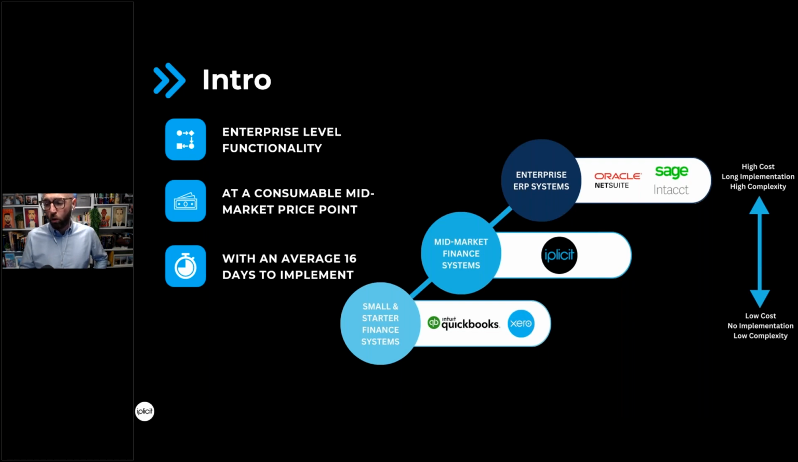Now, it's important to look to the far right-hand side of the graphic and see the high and long implementation costs versus the low costs of something that's an off-the-shelf solution, and where we sit in the middle of that. But we do have ERP enterprise level functionality, but just at a much more consumable price point. An average of 16 days to implement, that's 16 costed days, typically over 2 to 3 months of an average project lifecycle. Next slide, please, Guy.